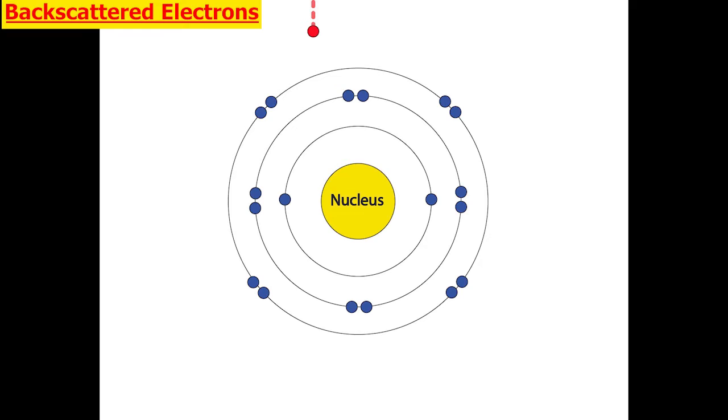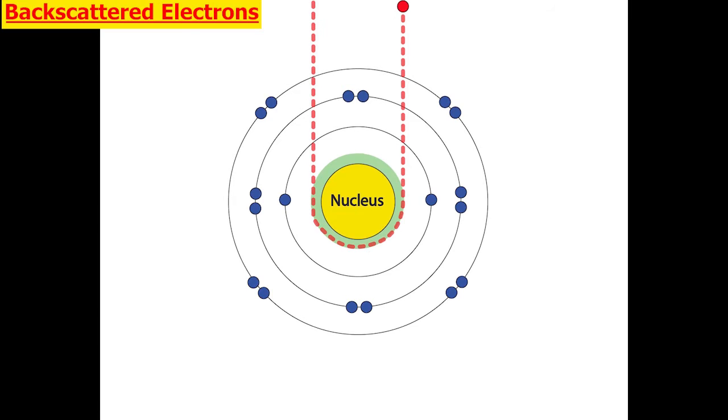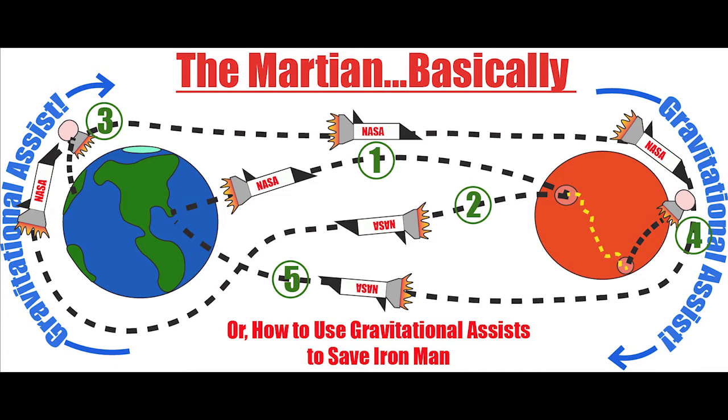Now, in the case of a backscattered electron, what happens is an electron from the beam enters into an atom but comes too close to the nucleus. Since an electron has a negative charge and a nucleus has a positive charge, the natural attraction between the two can cause the electron to swing around the nucleus and get shot back out. Kind of like those gravitational assists around a planet or a black hole that every sci-fi movie loves to use to speed up their spaceships.